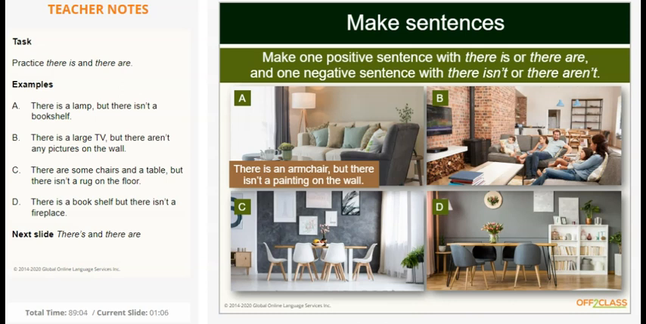Now let's decide, what do you see? In B, for example, there is, what is there? There is something or there are?